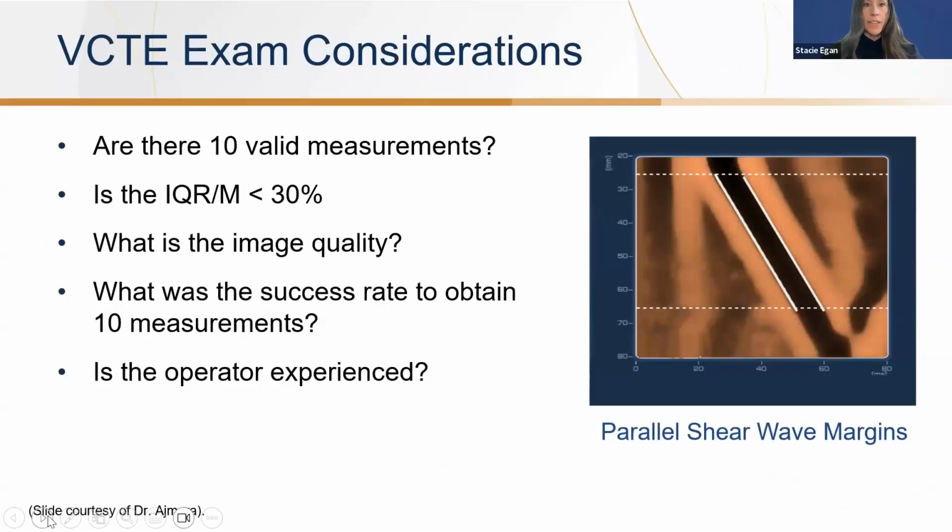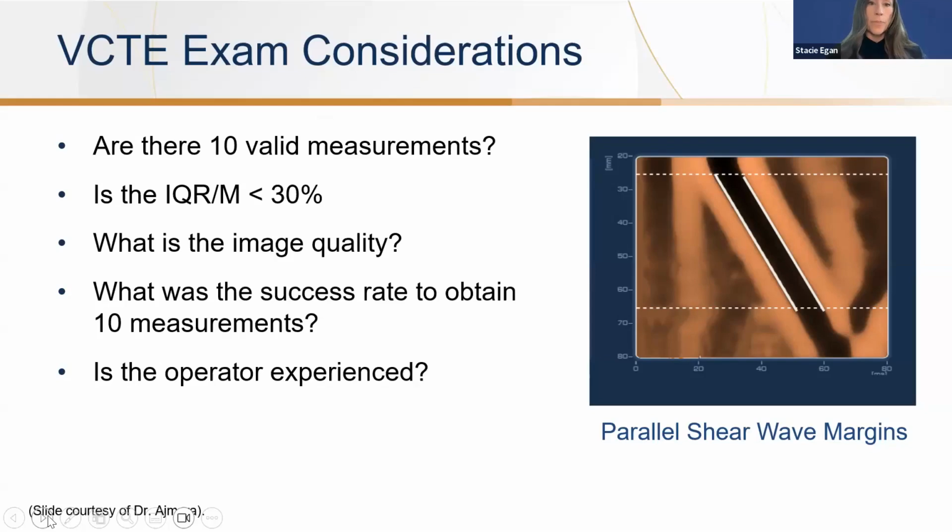There are some considerations that we have to take into account when we're thinking about VCTE. First, are we getting 10 valid measurements? Because that's important if we're gonna have an accurate FibroScan. Is the IQR to median ratio less than 30%, which means are your measurements all similar so that we know that we're getting a good reading on this patient? What is the image quality? What was the success rate of getting the 10 measurements that we need? And how experienced is the operator? Our FibroScan operators need to have the experience and the training so that they can do a good job. Your FibroScan is really only as good as the person doing it.